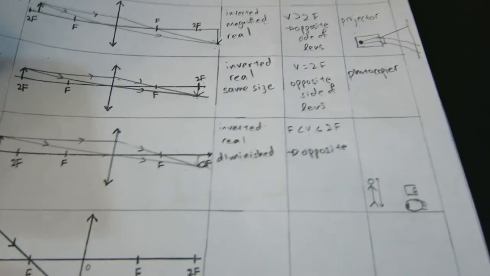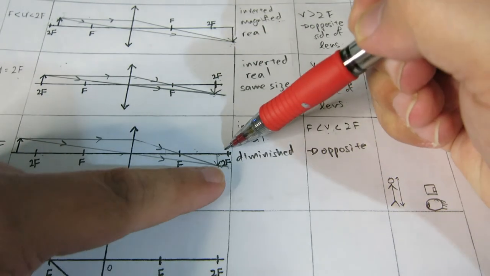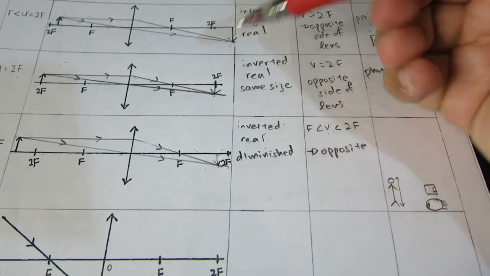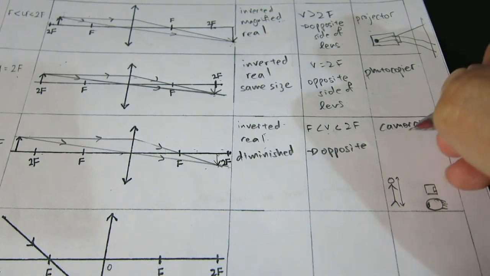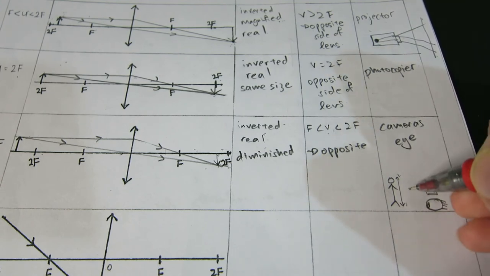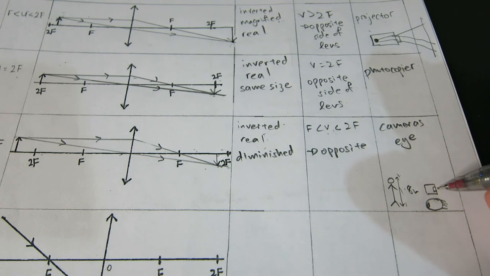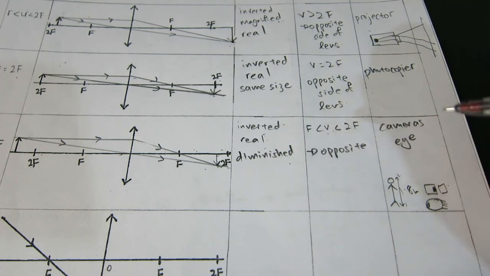And in terms of application, what kind of application do I have where an object is so big, but the image formed is much smaller than it actually is? The 2 applications are actually cameras and eye. So imagine you are taking a picture of someone that is so tall, 1.8 meters tall. The image of the person formed is very small. It can fit into the camera. In those old films, your Polaroid films, it can just fit the size of your Polaroid. So this is a case of a real image being formed that is diminished.